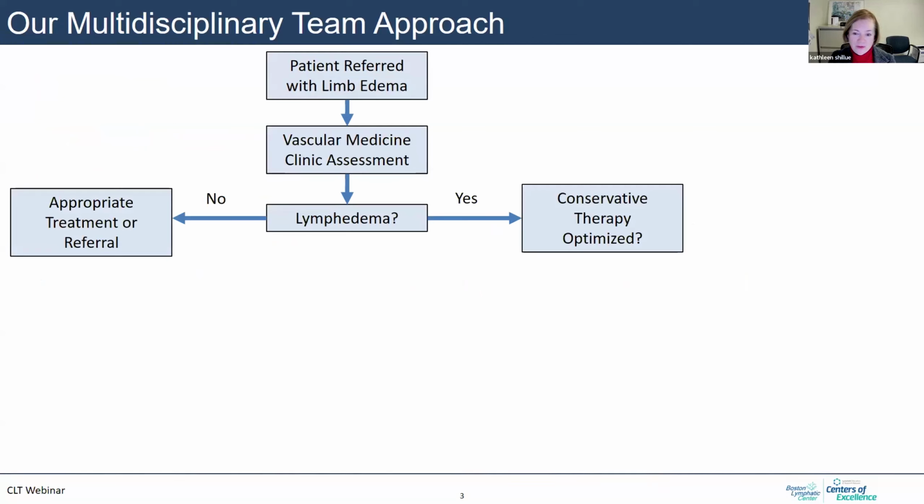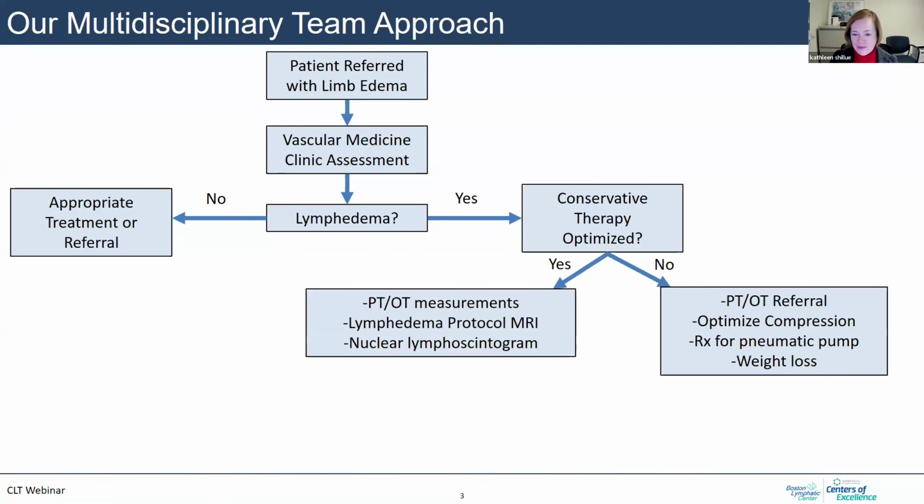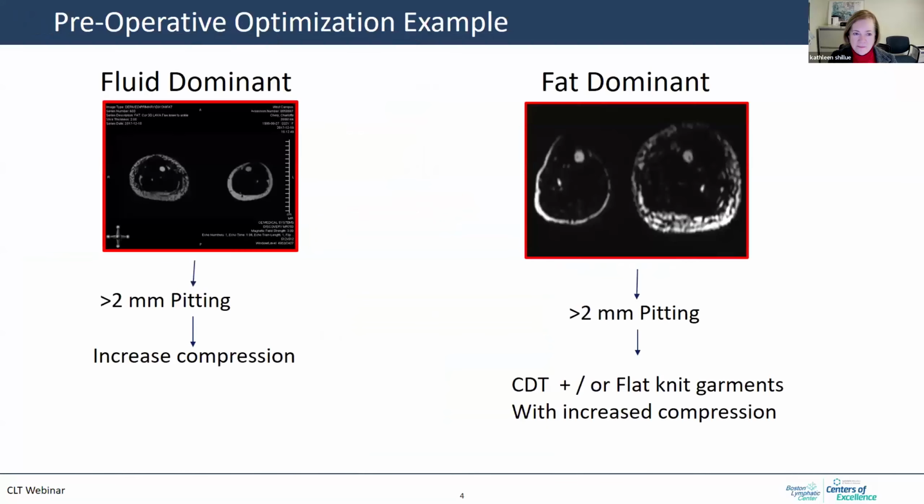As a patient comes into the vascular medicine clinic and they're determined to have lymphedema, we're asking questions about whether or not the conservative therapy has been optimized. Have we done everything we can do conservatively before they proceed to surgery? And if not, we have another round of conservative treatment. If so, they proceed with the rest of the workup, which would include all of the diagnostic imaging, and then we meet on a weekly basis at our conference and talk about this. And we've talked about this at previous webinars, our process. So we're looking at the images in this context.